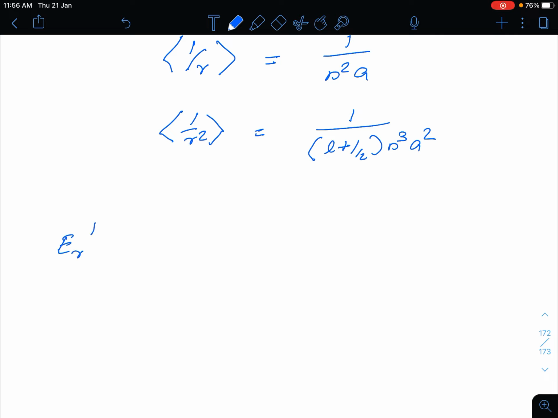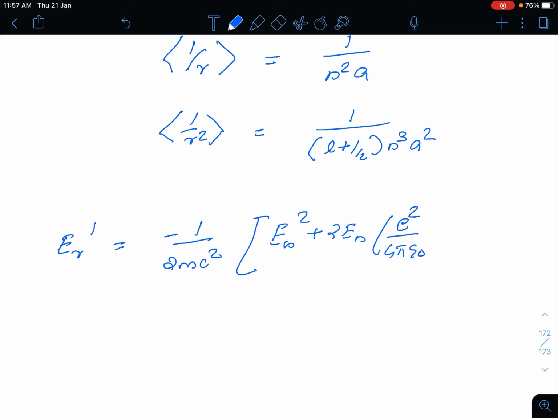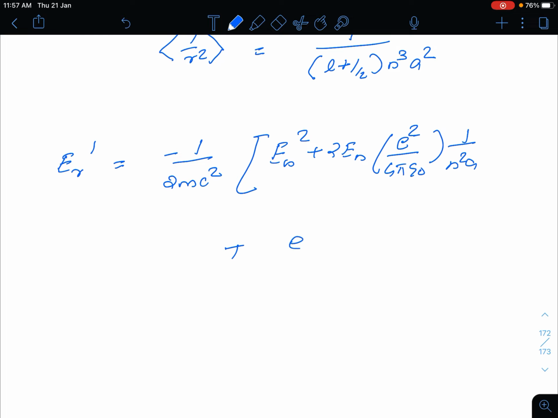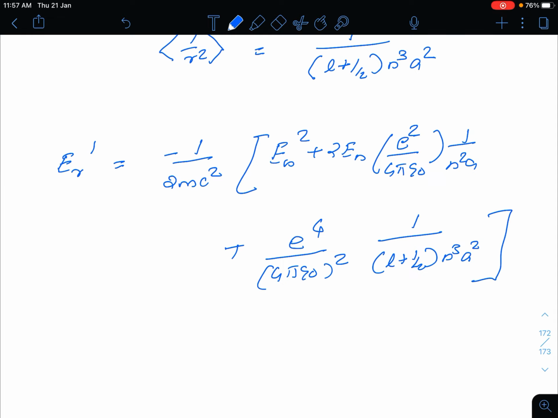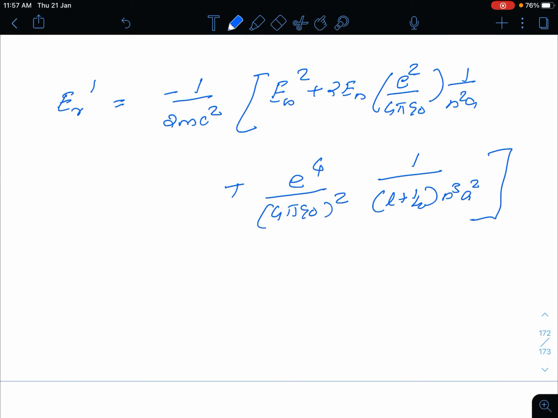So ER first order correction is minus 1 by 2 m c square into En square plus 2En hydrogen atom, plus e square by 4 pi epsilon 0 into 1 by n square a, plus e raised to 4 by 4 pi epsilon 0 whole square into 1 by (L plus half) n cube a square. So this is the first order correction as far as the relativistic motion is concerned.